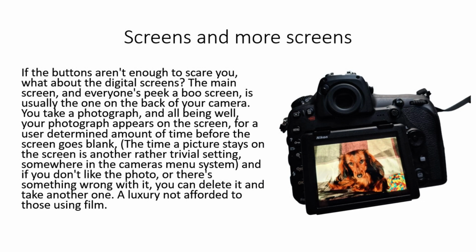Screens and more screens. If the buttons aren't enough to scare you, what about the digital screens? The main screen, and everyone's peekaboo screen, is usually the one on the back of your camera. You take a photograph and all being well, your photograph appears on the screen for a user-determined amount of time before the screen goes blank. The time a picture stays on the screen is another rather trivial setting, somewhere in the camera's menu system. And if you don't like the photo or there's something wrong with it, you can delete it and take another one, a luxury not afforded to those using film.